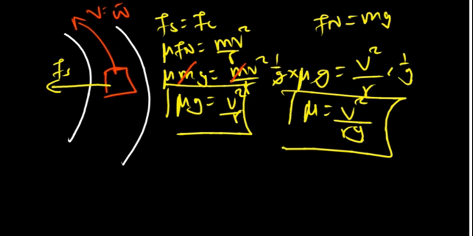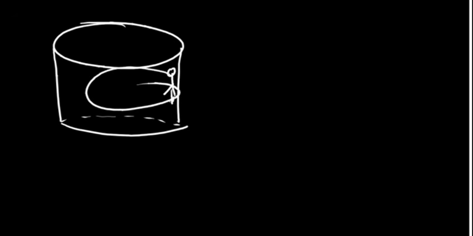Now, another scenario is where an object is rotating in a drum. Let's say that this is our drum, and in here we have an object, or let's say there is someone inside there. Now, this is rotating. Allow me to get only this part. This is the object which is rotating in the drum.